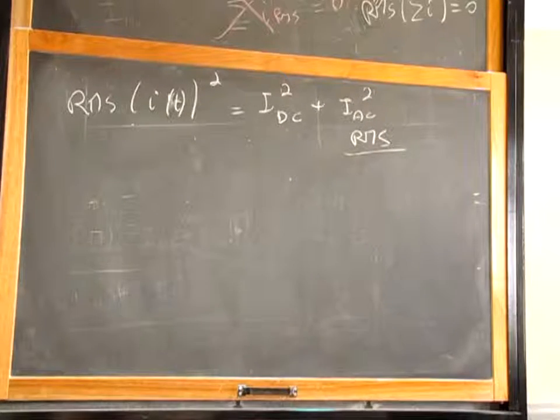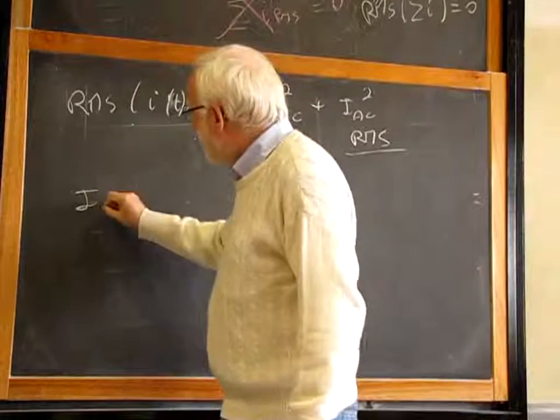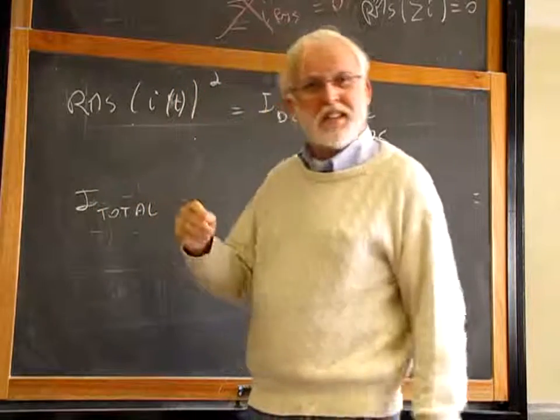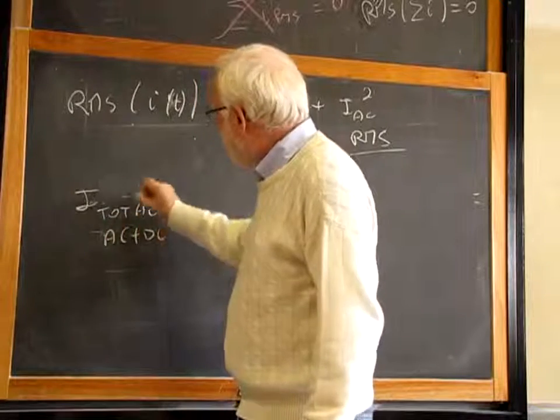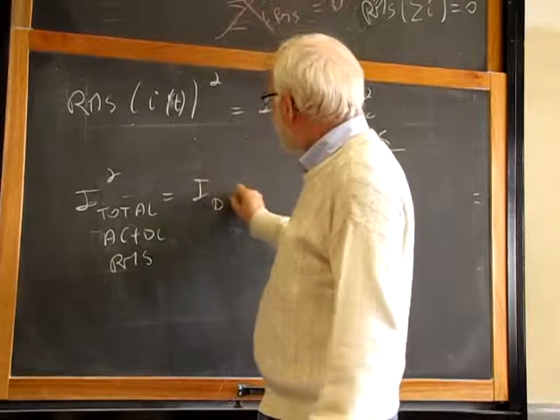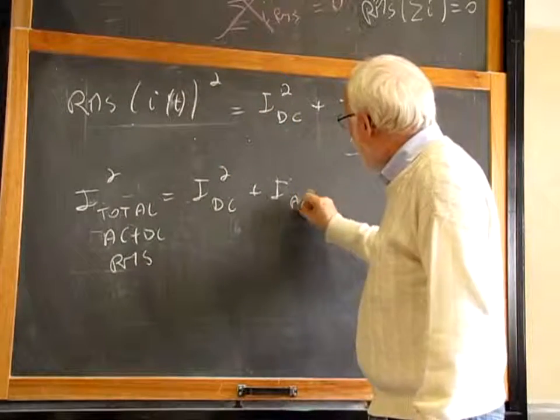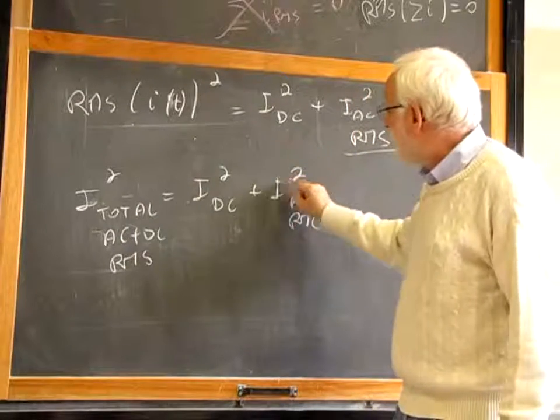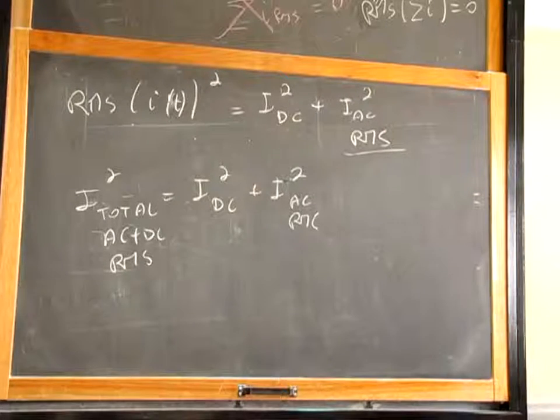So we still have a sort of KCL. We have I total, where total means AC plus DC. I total RMS squared equals I_DC squared plus I_AC RMS squared, only the RMS value of the AC component. Well, better than nothing. I like it.